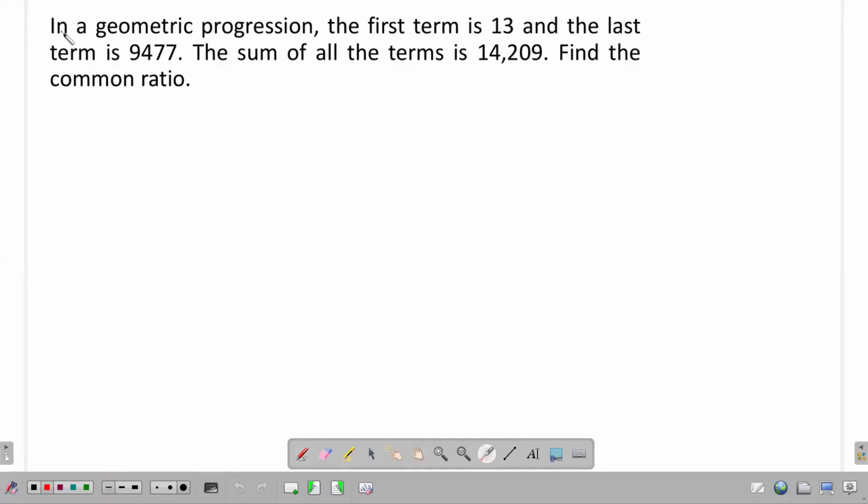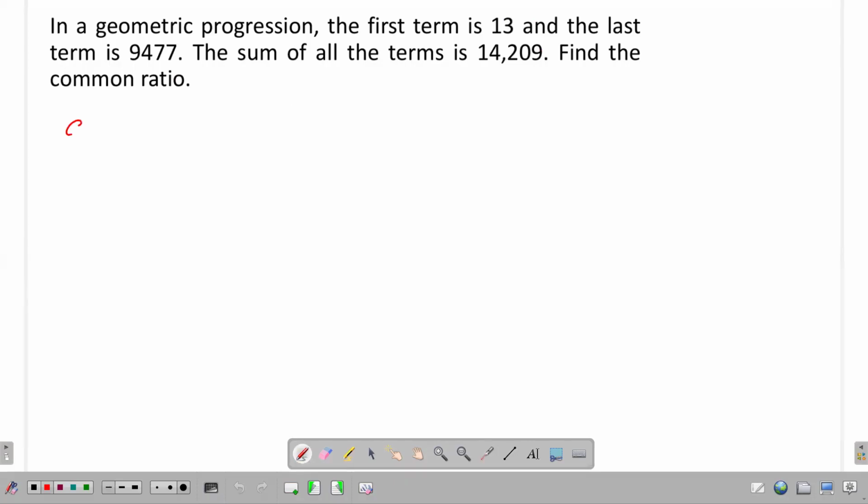Students, please consider this question. In a geometric progression, the first term is 13 and the last term is 9477. The sum of all the terms is given as 14,209. You are asked to find what is the common ratio. Unfortunately, options are not given. If options are given, you can very well try with reverse substitution and get things done. But here options are not given.